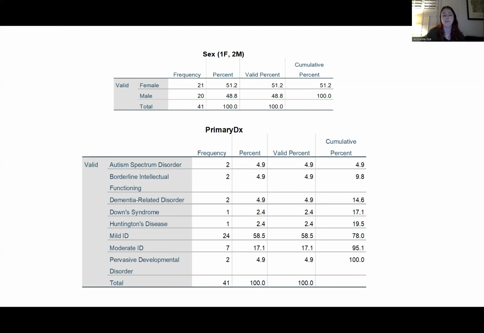And then I also looked at primary diagnoses. There were different diagnoses found among the archival records that I looked at. You can see the most frequent diagnosis was mild intellectual disability. Some less frequent ones were Down syndrome, Huntington's disease, and a couple of other lower frequency diagnoses as well. This is presenting the data in frequencies. And you can also see what percent of the sample had Huntington's disease, for example, 2.4%.